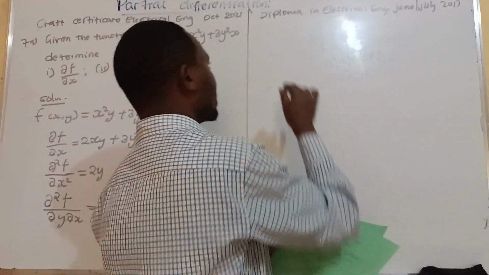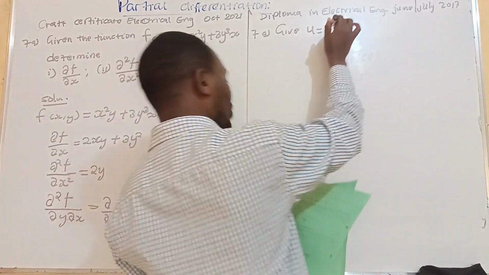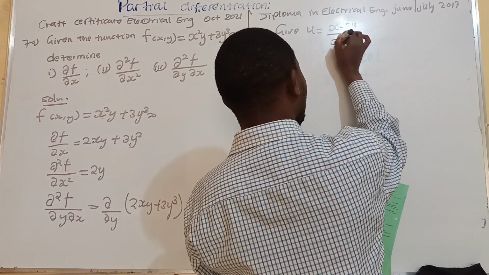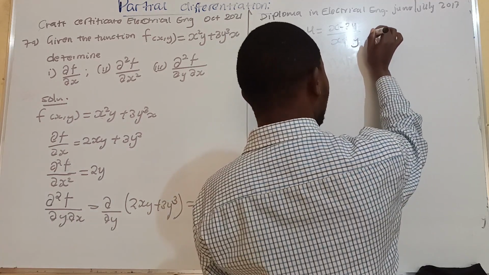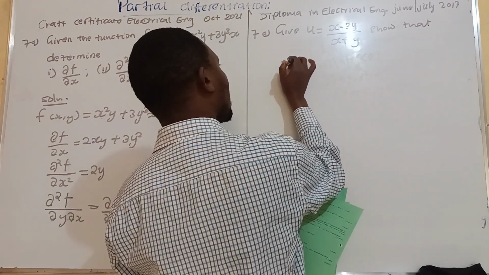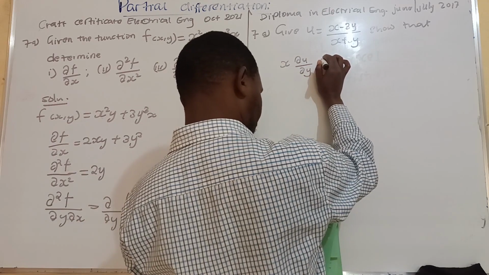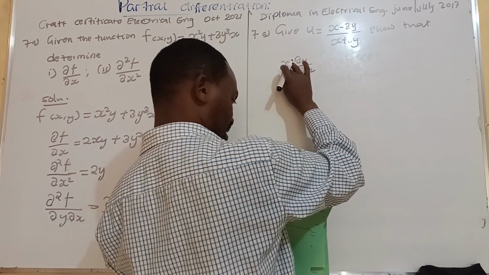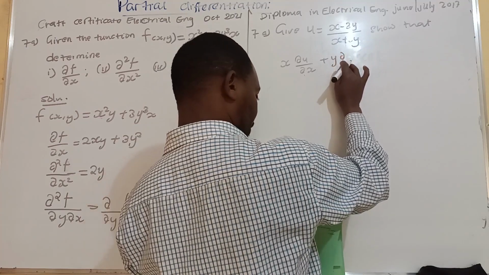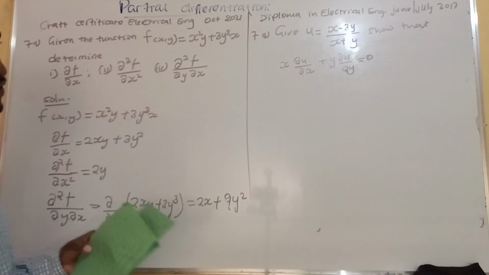We are told, 7a, given u is equal to x minus 3y all over x plus 3y, show that x times the partial derivative of u with respect to x, plus y times the partial derivative of u with respect to y, is equal to 0. Let's try to solve that one.